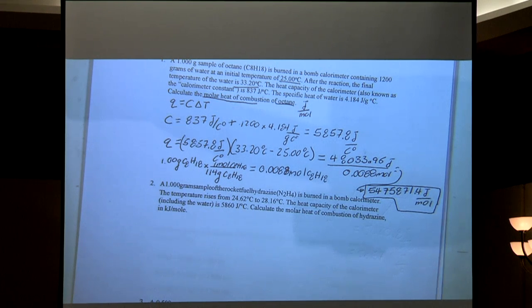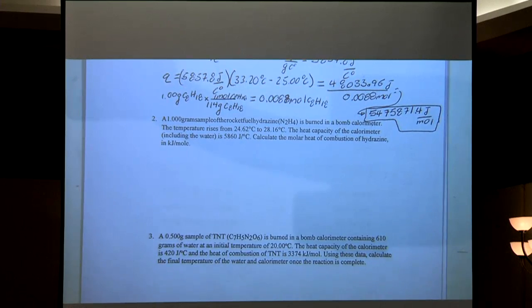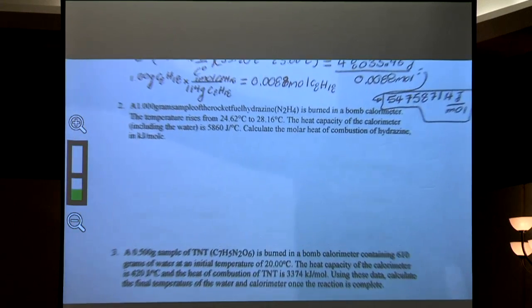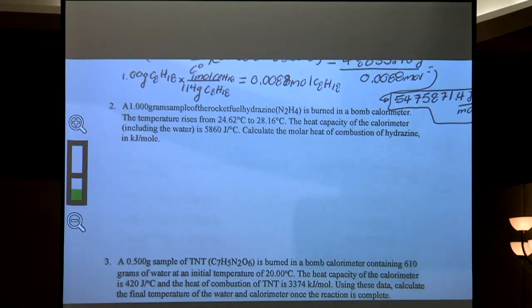All right. We have number 2 here, which is a hydrazine problem, the same type of problem. It's the exact same problem.